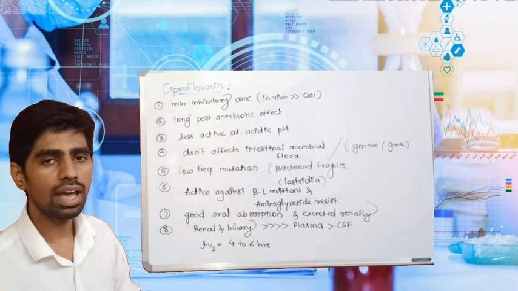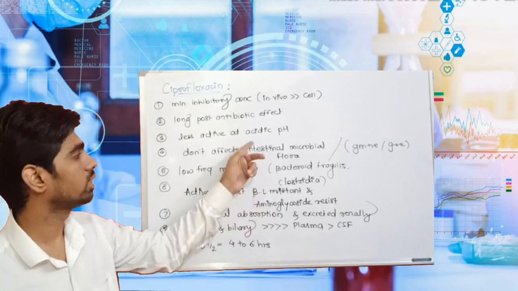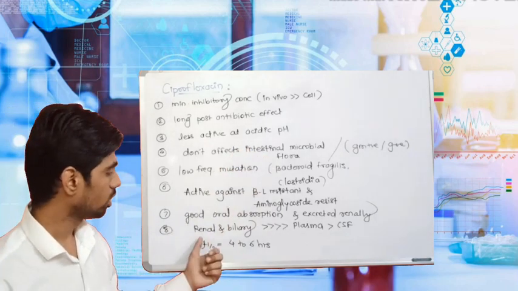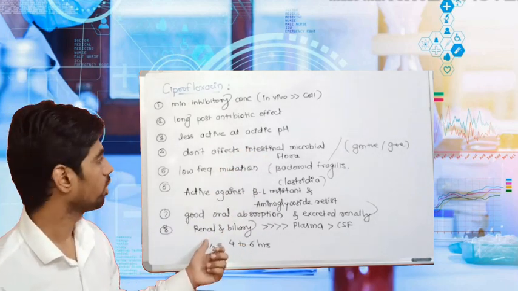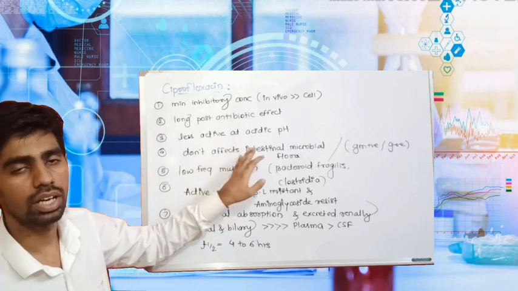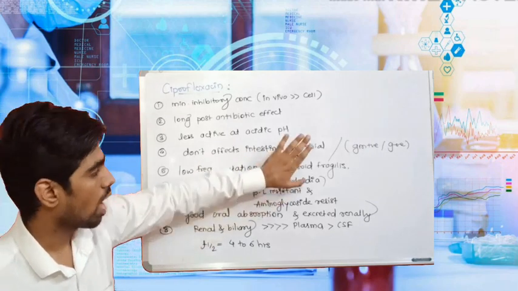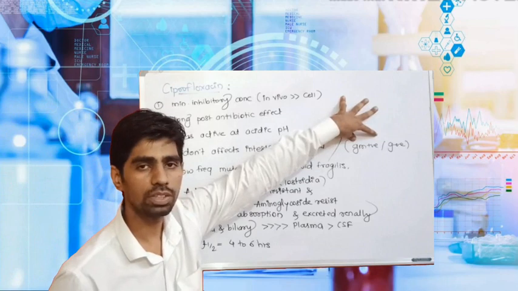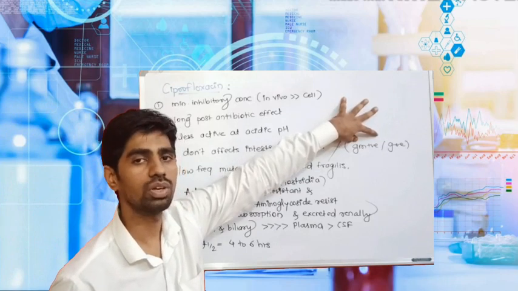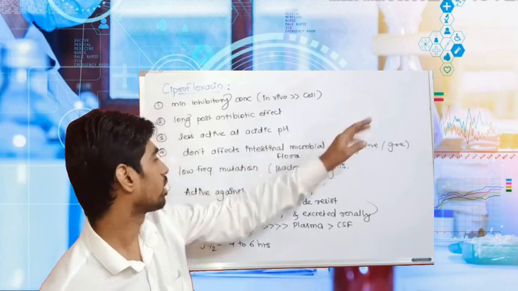Lesser active at acidic pH. Why is this acidic pH point considered? Because of its renal concentration point. Then it does not affect the intestinal microbial flora. At the same time, it shows the broad spectrum of action against the gram-positive and gram-negative bacteria.